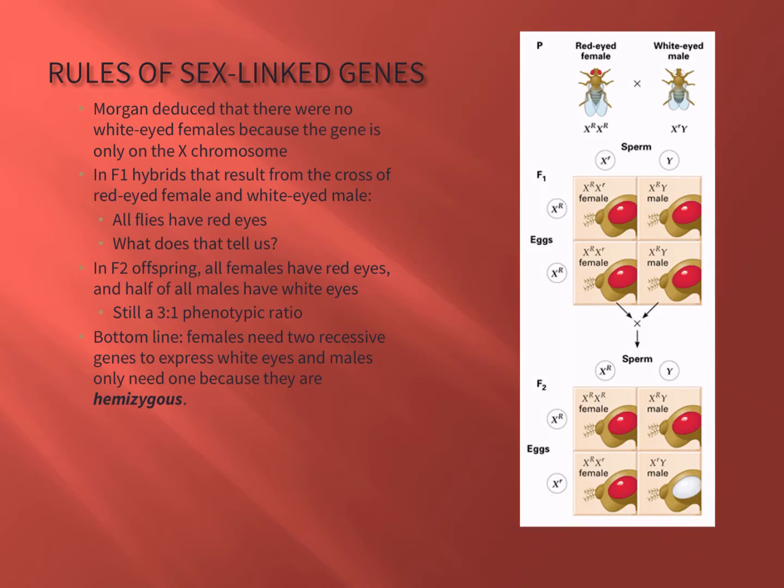Okay, and so if we look here, we had the red-eyed female, and then we have the white-eyed male, because remember he only saw white eyes in males. Then when you cross these guys, and so remember we're just crossing the sexes, and then each of the sexes, when you have a gene on a chromosome, that is represented by a superscript. And so, for example, here we have an X chromosome.